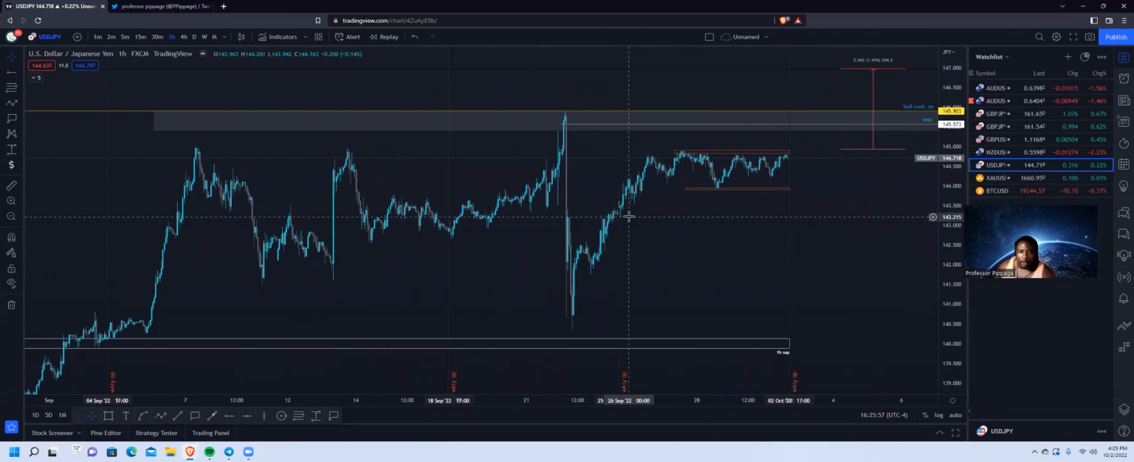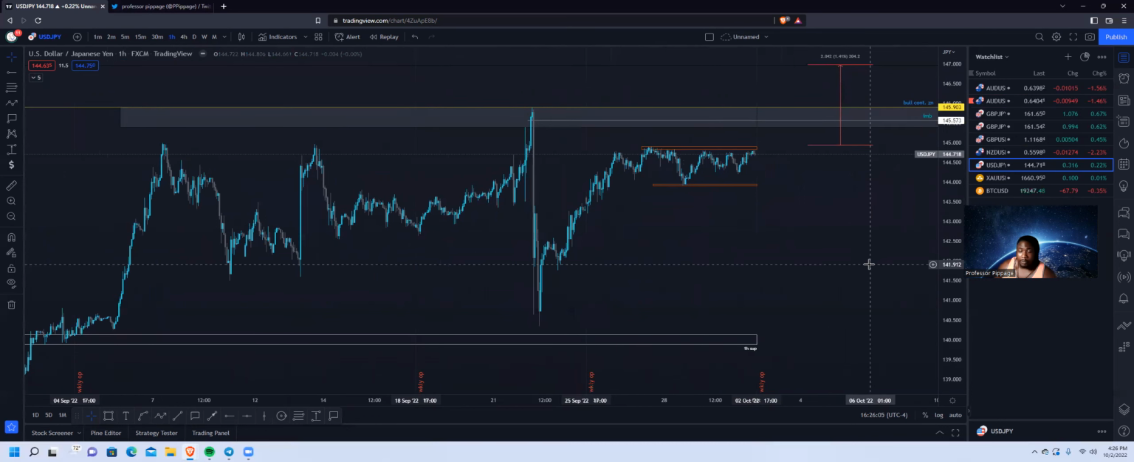Lower time frames, I guess, have resumed back bullish, but we are failing to break that last high. Well, I wouldn't even say failing. We just haven't broke it yet. So it is what it is.